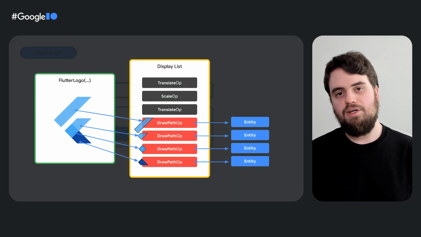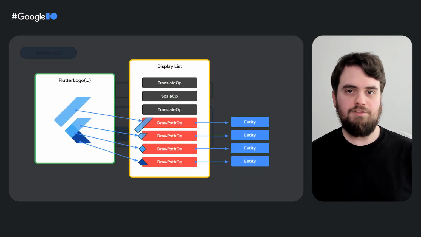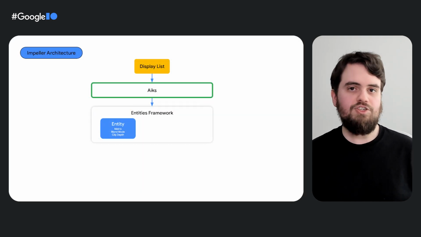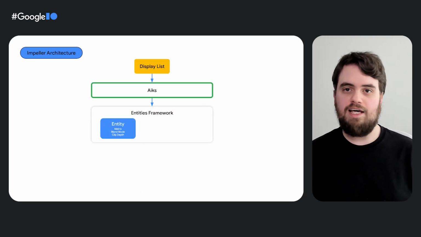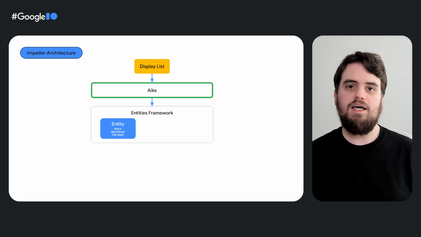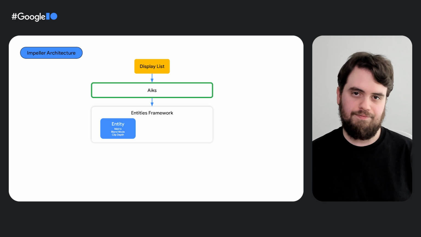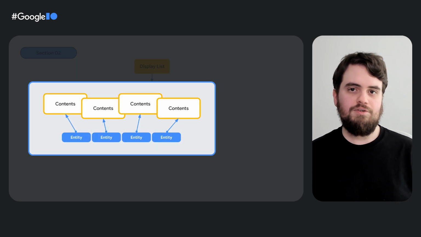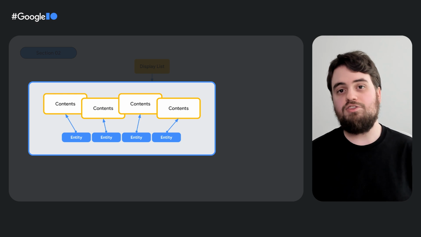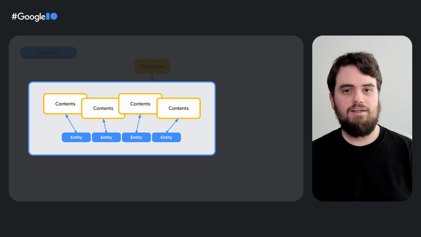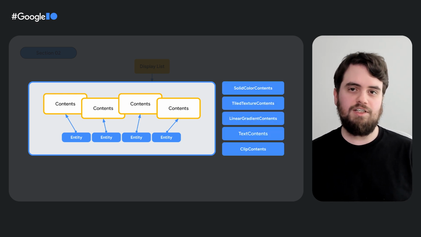In our example, the four draw path ops from the Flutter logo each end up getting an entity of their own. Each entity contains a bunch of properties that every single drawing operation needs, like a transformation matrix that encodes the position, rotation, and scale. Every entity also gets a contents object assigned to it, which contains the actual GPU instructions needed to draw the entity. There's a contents for drawing solid colors, images, gradients, text, clips, everything that Flutter apps can draw.